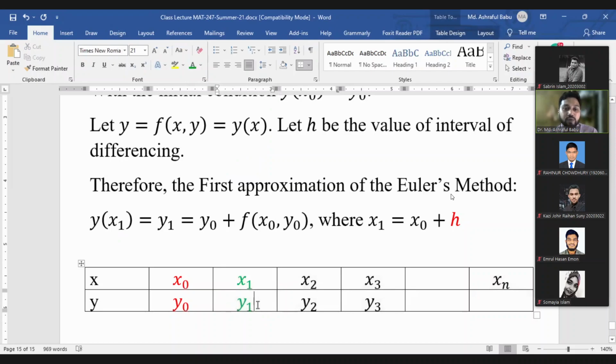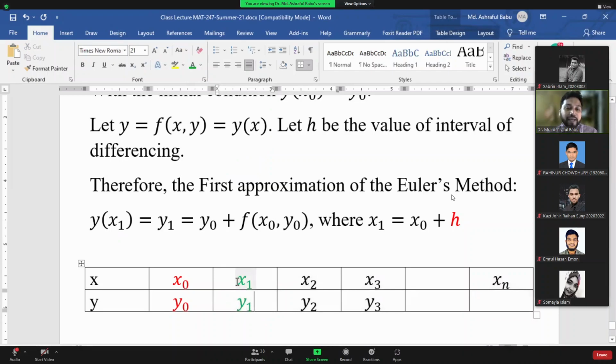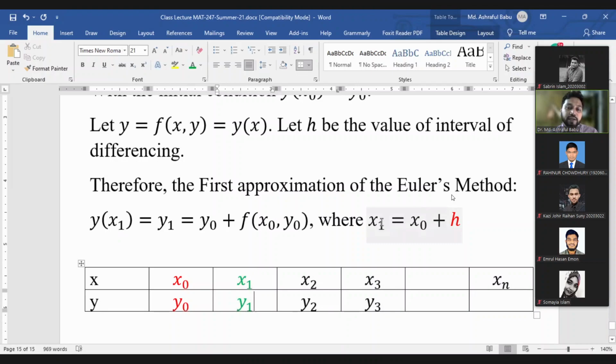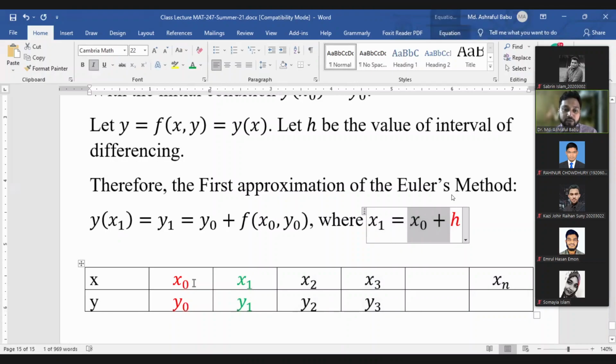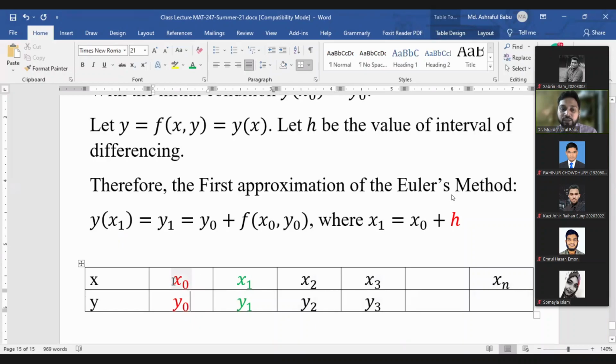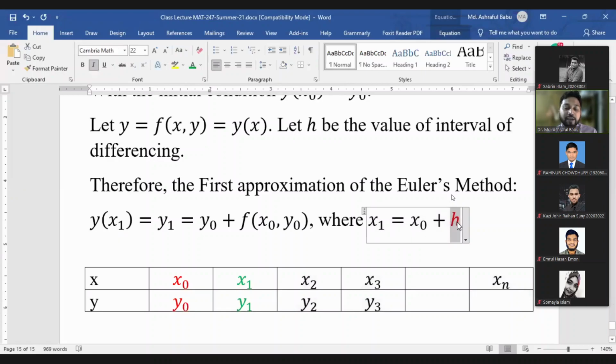Basically, we have to find y1 based on the domain x1. And how can you calculate x1? x1 equals x0 plus h. So x0 and y0 are already given. We just add the small part h to x0, and that will be x1. This h will be given to you. Otherwise, we have to guess h as a very small number, like 0.1 or 0.2, or as small as possible. It's okay.